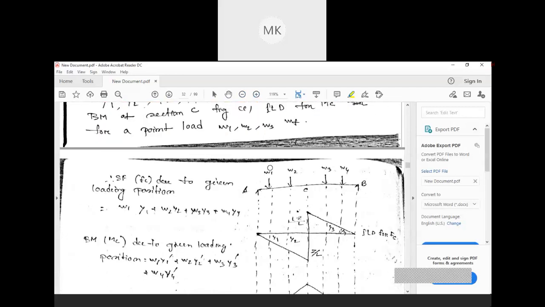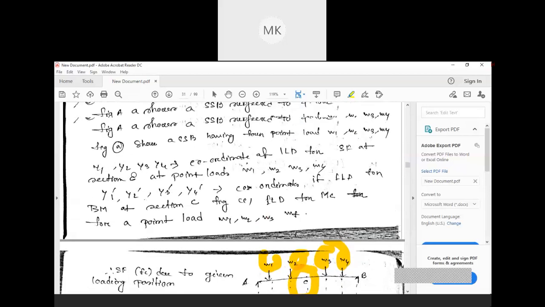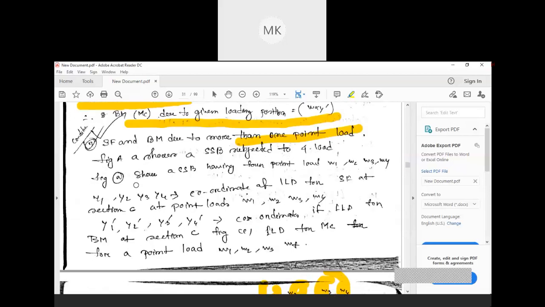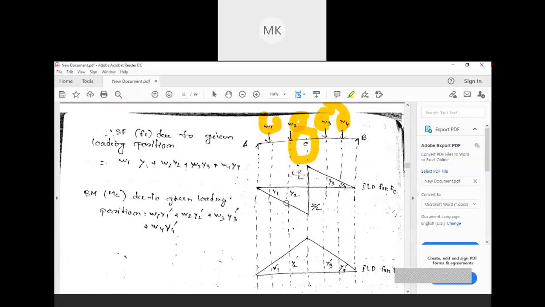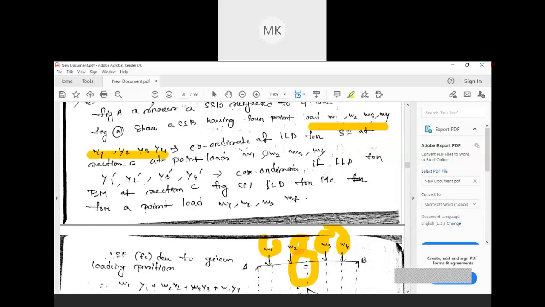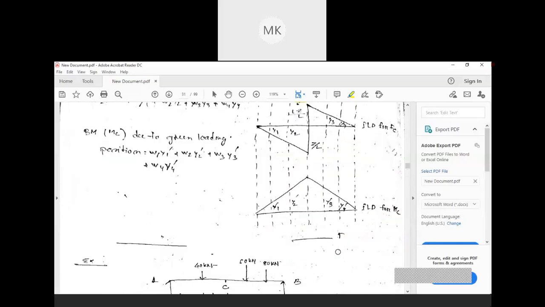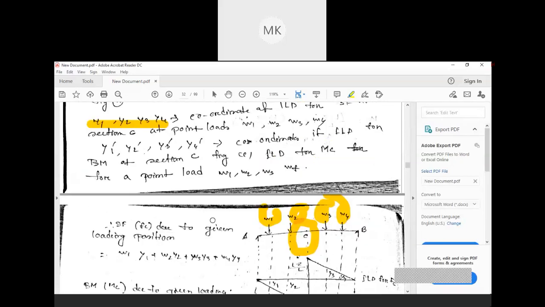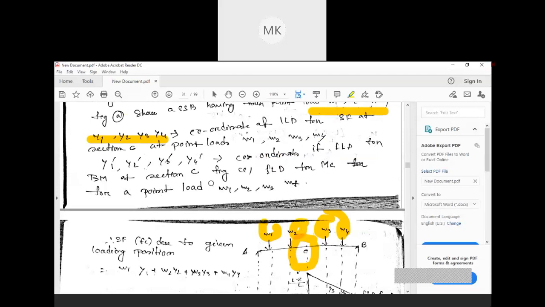You see, here are four loads: W1, W2, W3 and W4. We are considering four loads in a particular beam. Now we need to find the ILD at this point C. Figure A shows an SSB subjected to four point loads, W1, W2, W3 and W4. In the next diagram, Y1, Y2, Y3, Y4 are the coordinates of the ILD for SF at section C for the point loads W1, W2, W3 and W4. Similarly, in the diagram below, Y1 dash, Y2 dash, Y3 dash, Y4 dash are the coordinates of the ILD for bending moment at section C.